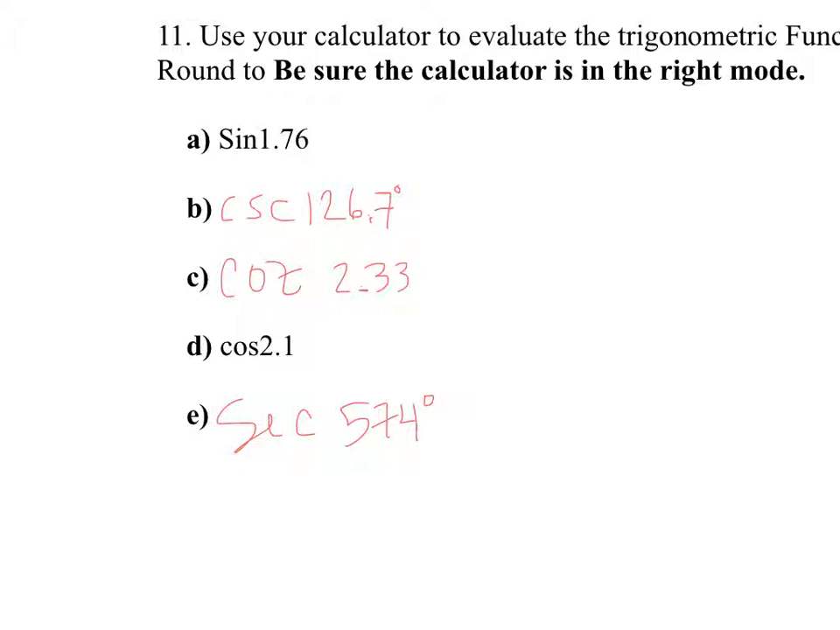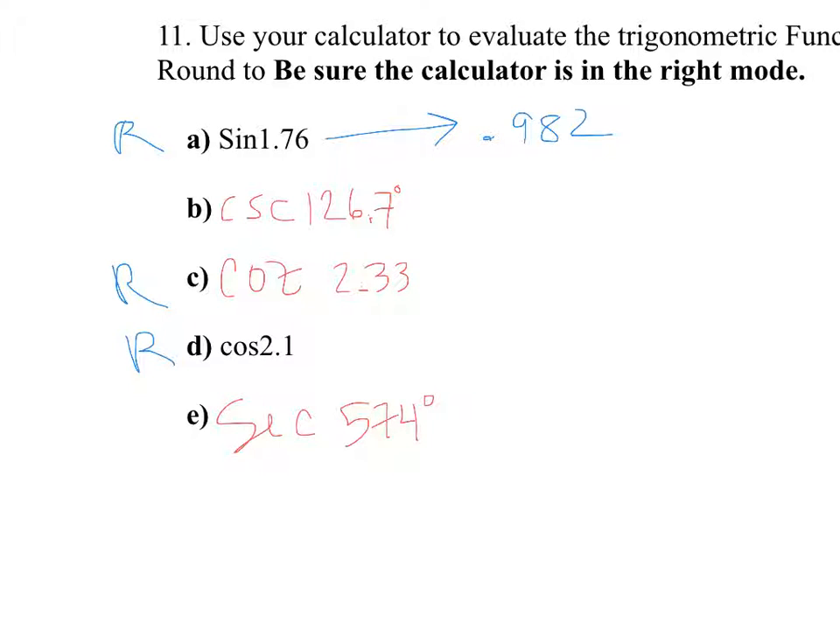Okay, now lastly, these ones are easy, right? So we just put them in our calculator. Just be careful. So A is radians. We know that C is in radians, and we know that D is in radians. So I would set my mode to radians. This one, you just pop in sine 1.76. Just make sure it's in radians, 0.982.